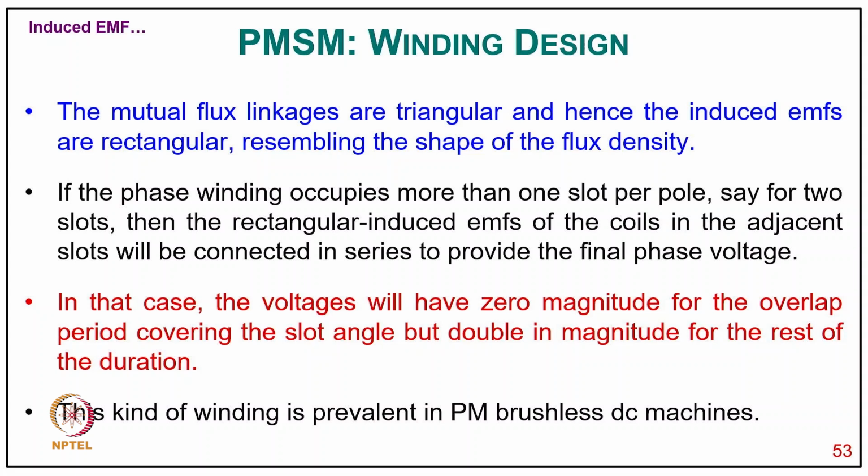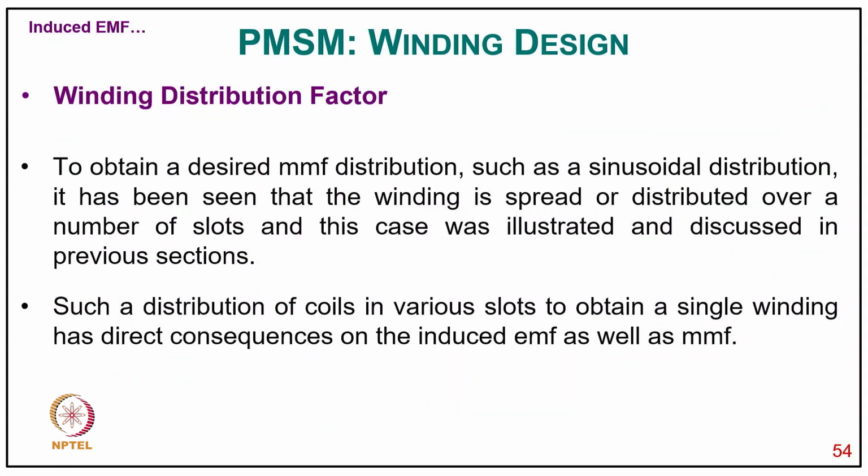Now the mutual flux linkages are triangular, and hence the induced EMFs are rectangular, resembling the shape of the flux density. If the phase winding occupies more space than one slot per pole, say two slots, then the rectangular induced EMFs of the coils in the adjacent slots will be connected in series to provide the final phase voltage. In that case, the voltage will have zero magnitude for the overlap period covering the slot angle, but double magnitude for the rest of the duration. This kind of winding is prevalent in permanent magnet brushless DC machines.